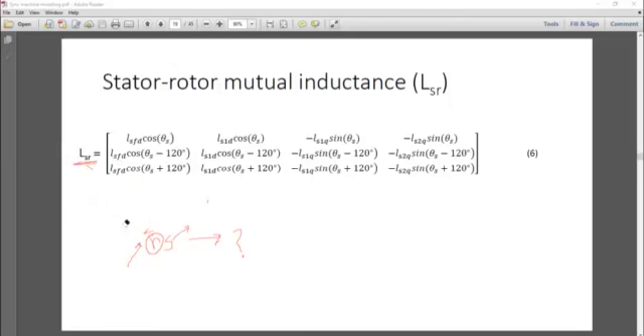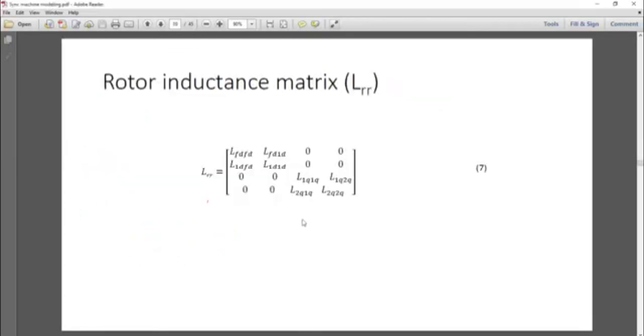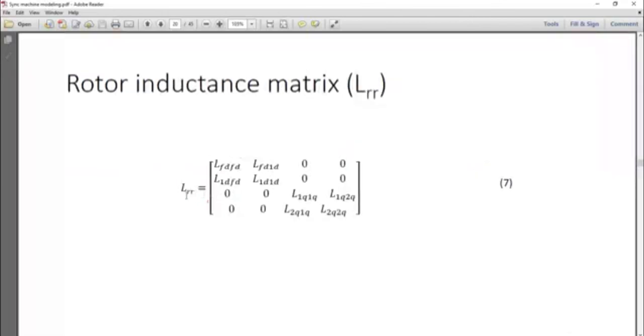We're running out of time, so let me conclude very quickly. The last one is the rotor inductance matrix, which is very straightforward. We call it LRR, rotor to rotor. The first element is FD. It will give you the inductances between the 4 rotor coils, so it would be a 4x4 matrix. You have 4 coils: FD, 1D, 1Q, and 2Q.